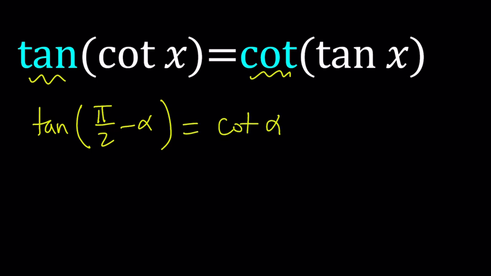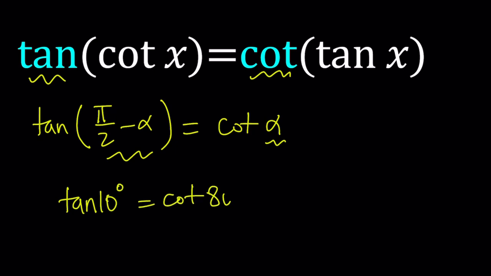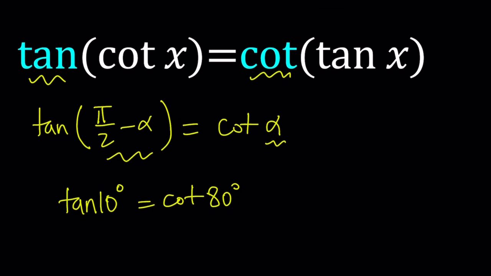So if you have two angles that are complementary, which means their sum is pi over 2 radians or 90 degrees, then the tangent of one of the angles is equal to the cotangent of the other angle. I can give you an example, which will hopefully make it more concrete. Tangent 10 degrees is the same as cotangent 80 degrees because 10 plus 80 is equal to 90 degrees. Make sense? Okay.